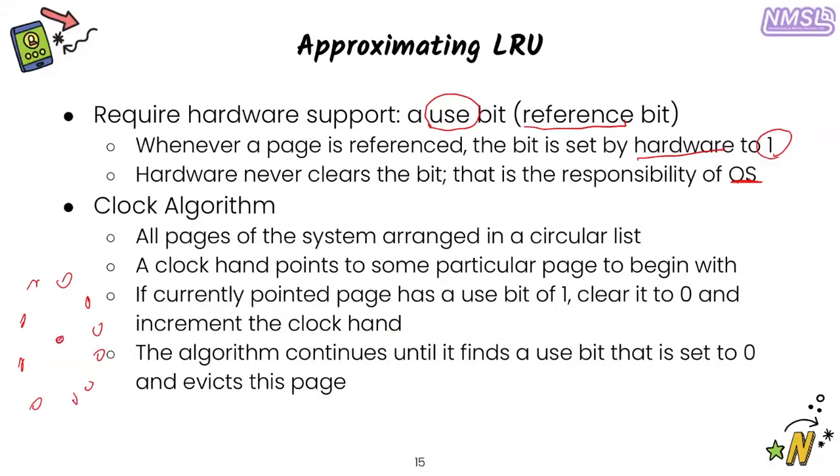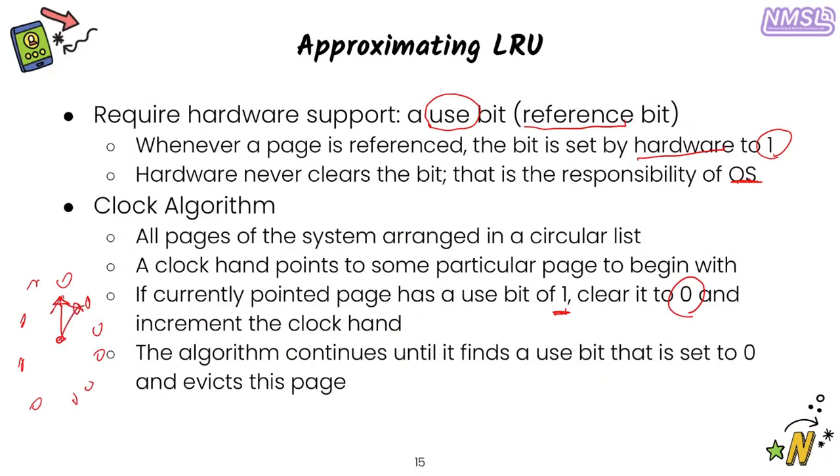Then you have a clock hand, like a clock. Let's say the clock hand points to some particular page to begin with. Now we need to evict something. We're approximating LRU. If the currently pointed page has a use bit of 1, it means it's been recently used, so you don't want to evict it. When this happens, the OS clears it to 0, and then you move forward.